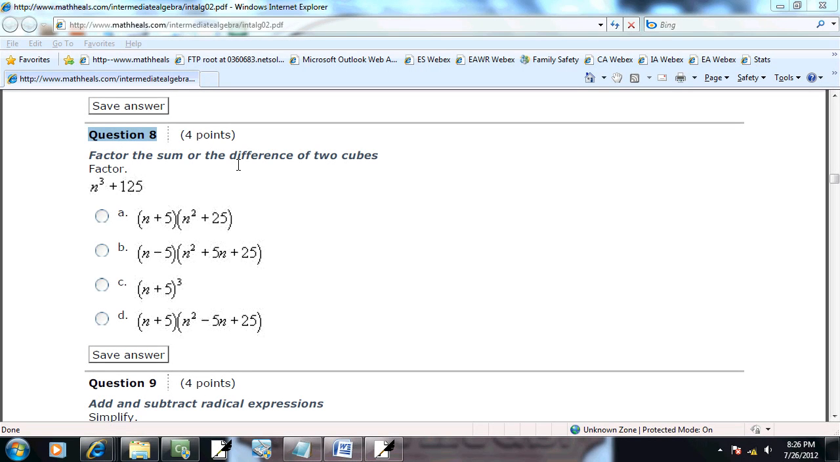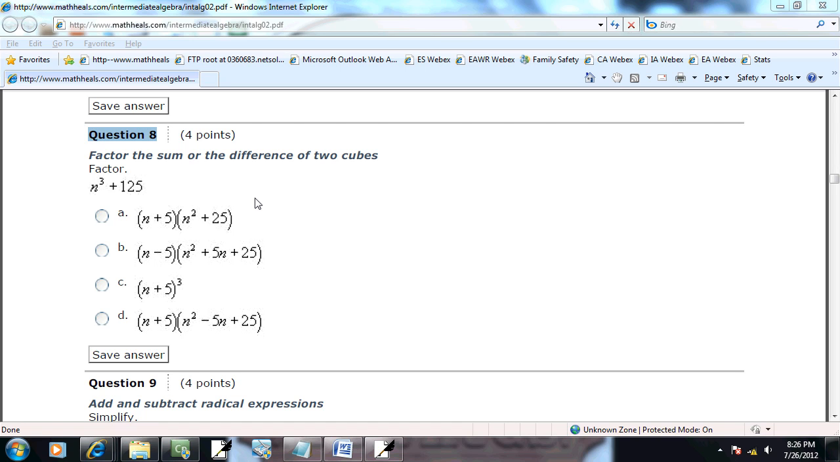Let's take a look at problem number 8. It says factor the sum or difference of two cubes, and this says this factor. Now, if it didn't say that, if we went through our different methods, our first method is GCF, which doesn't fit here. Next one is grouping, 4 or more terms. Well, this is not 4 or more terms.